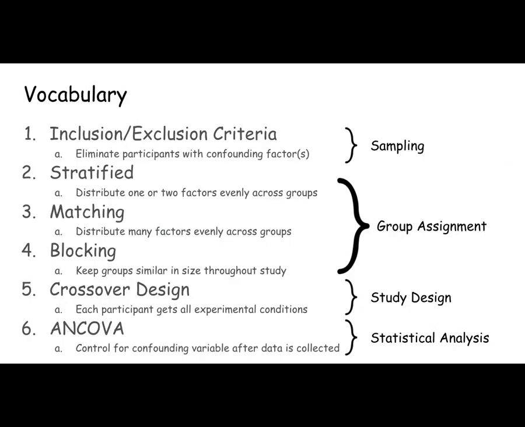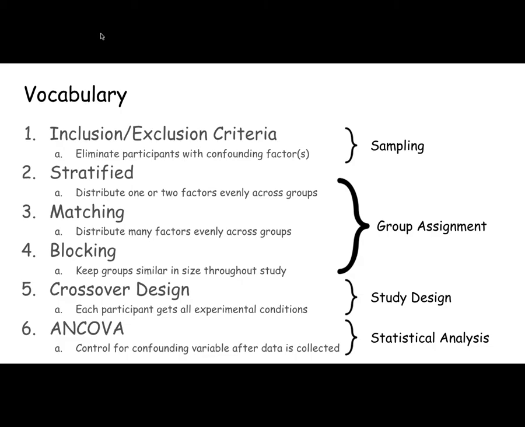In the sampling module, we talked about inclusion-exclusion criteria. That's the approach where, if you're worried about something like age, ethnicity, gender, income level, or diagnosis impacting your results, you set the inclusion-exclusion criteria to eliminate that confounding factor. So nobody with an income level above $150,000 can participate. Nobody with a diagnosis of athetoid CP can participate.